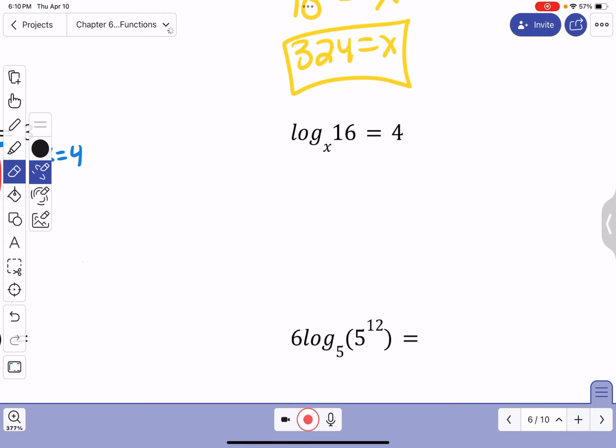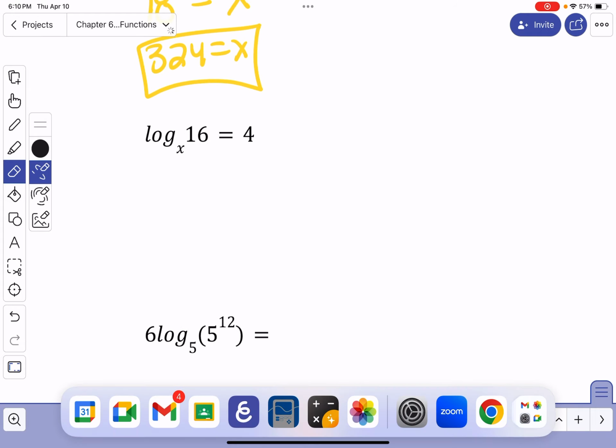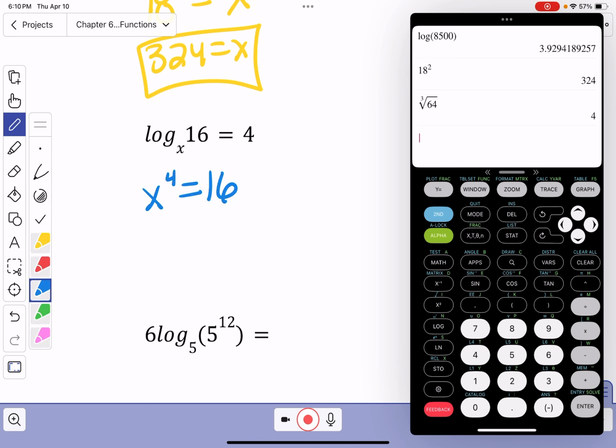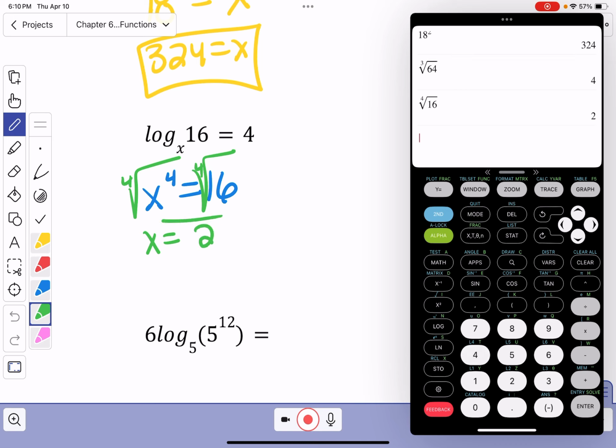So let's look at this one. So this would be x to the 4th equals 16. So if I take the 4th root of both sides, math 5, 4, 16, I get 2.